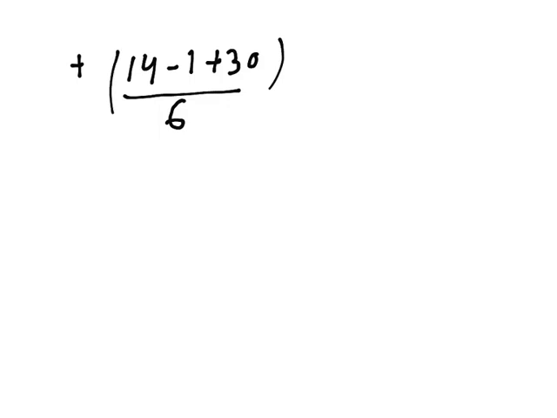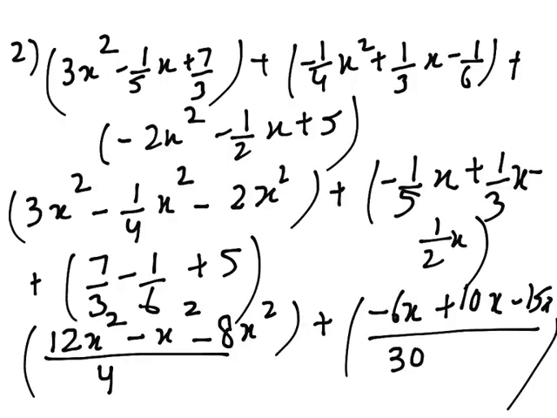Next, the LCM will come as 6. When we solve it, it will come as 40. We solve in the same manner, dividing by the denominator and multiplying with the numerator. Then it will become minus 1 and it will come as plus 30. Okay. Then we will add this.